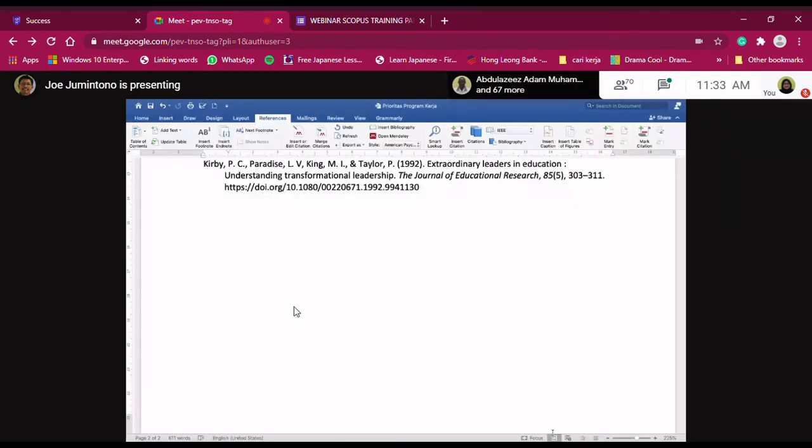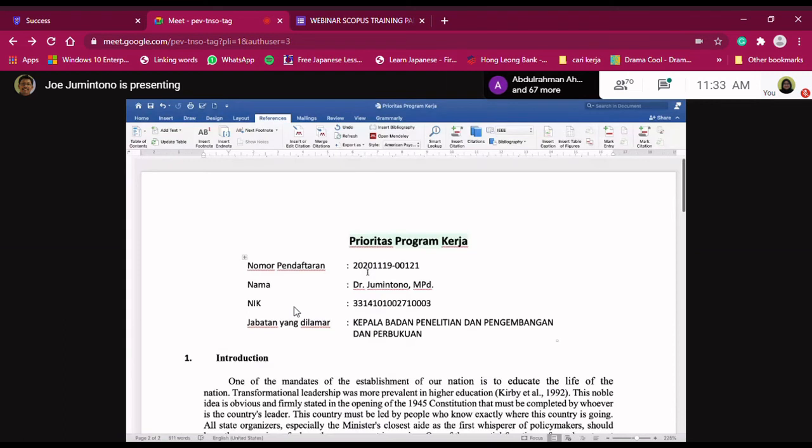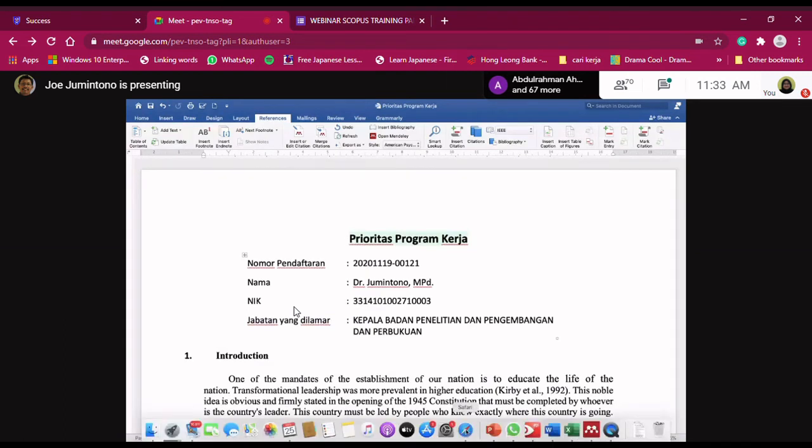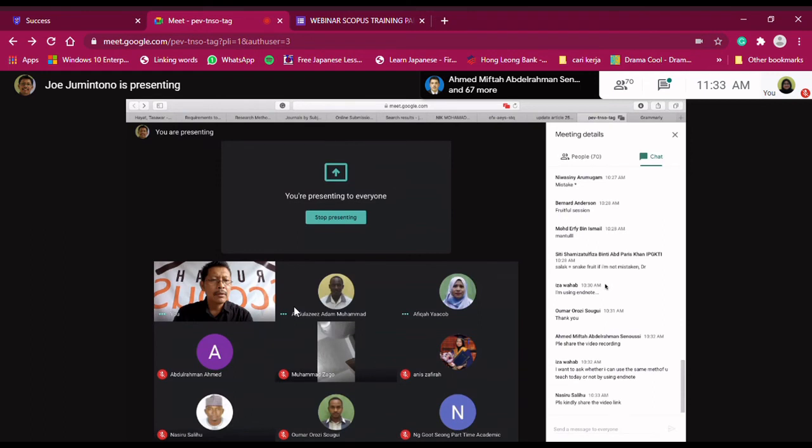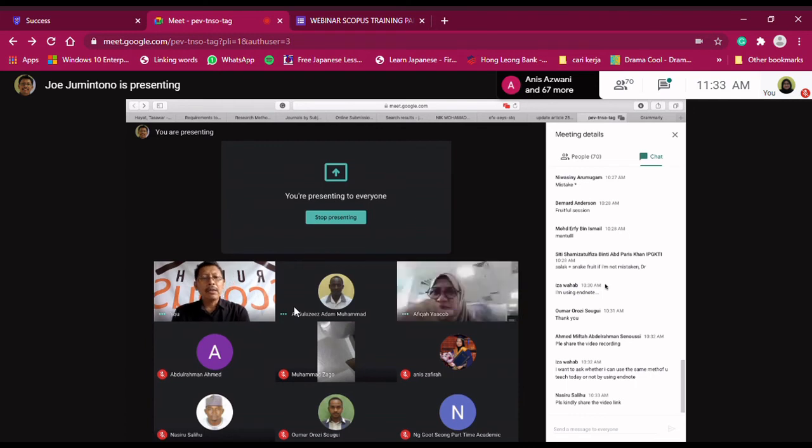Okay, there is one question from Iza. She wants to ask whether she can use the same method you teach today by using EndNote. Oh, okay, EndNote. I don't think so, because EndNote is a paid application, yeah, but Mendeley is not a paid application. This is free.